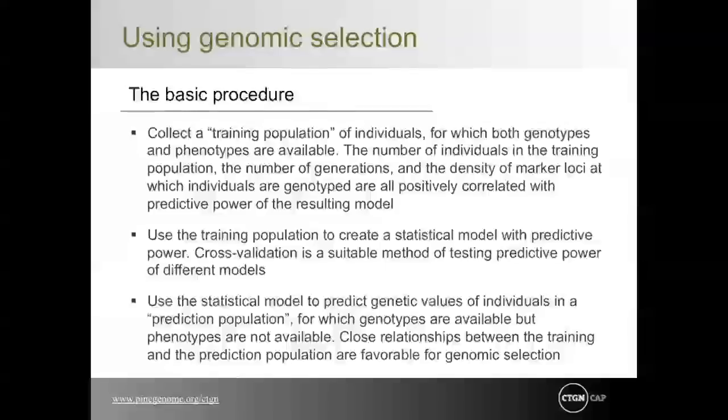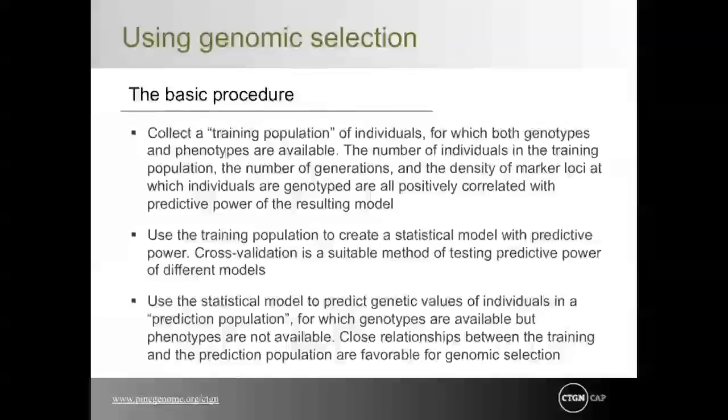The basic procedure is to assemble a training population of individuals for which both genotypes and phenotypes are available, and use those data to create a statistical model that relates variation in observed genotypes of marker loci to variation in the observed phenotypes of the individuals.